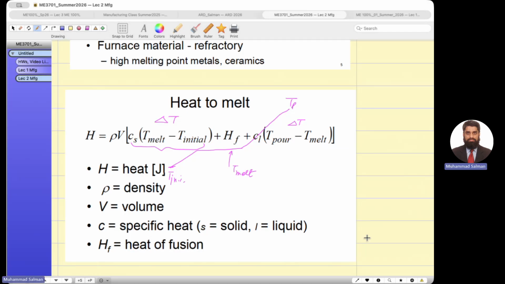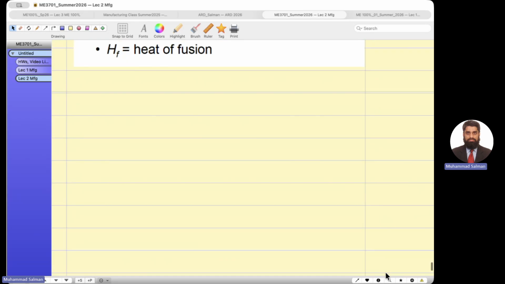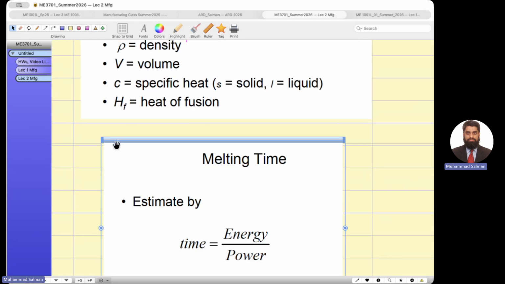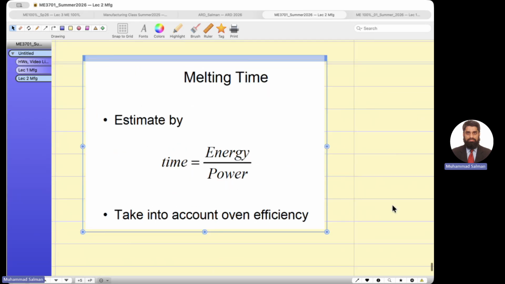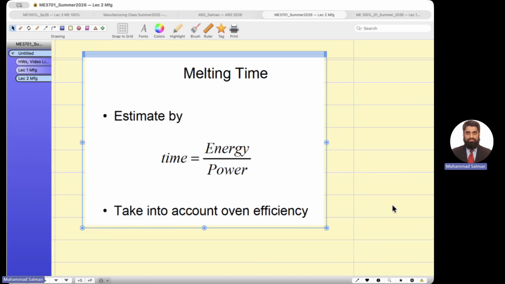So how much time is required to melt a metal is by this formula. Estimate the time: energy divided by power. So at this time, you're having a break now, okay?